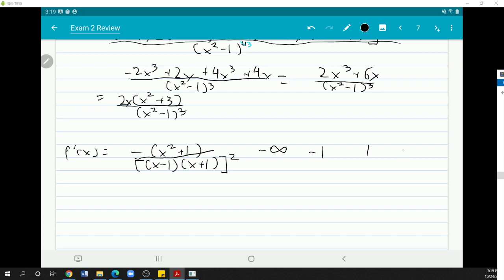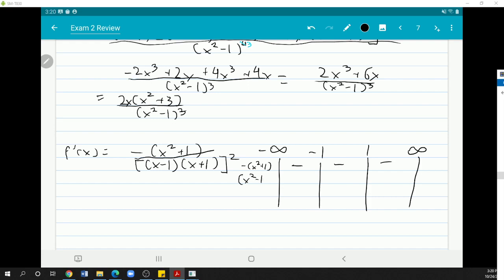Minus infinity, minus 1, 1, infinity. 1 and minus 1 are your only critical points. But let's go ahead and see why this ends up being the case. So I have minus x squared plus 1. X squared plus 1 is always positive, so if I put a minus in front, that's always negative. And then same thing here.